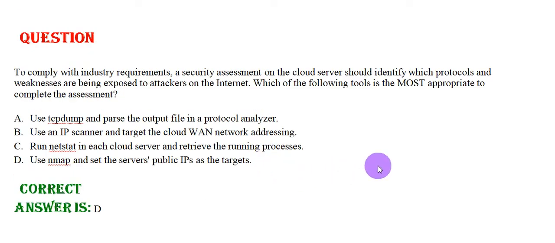To comply with industry requirements, a security assessment on the cloud server should identify which protocols and weaknesses are being exposed to attackers on the internet. Which of the following tools is most appropriate to complete the assessment? Option A, use tcpdump and parse the output file in the protocol analyzer. Option B, use an IP scanner and target the cloud WAN network addressing. Option C, run netstat in each cloud server and retrieve the running processes. Option D, use nmap to set the server public IPs as the targets. The correct answer is option D.